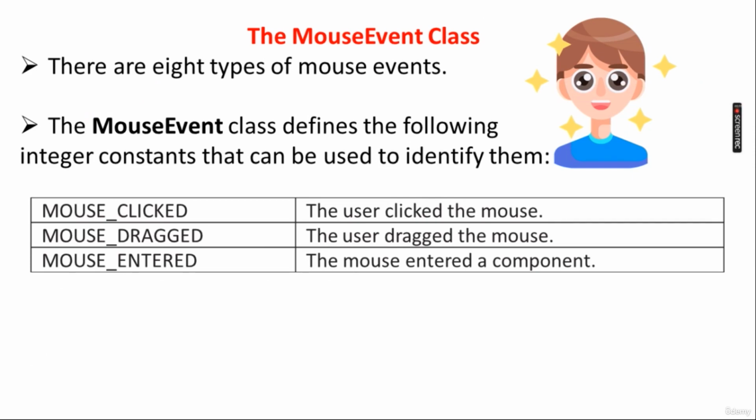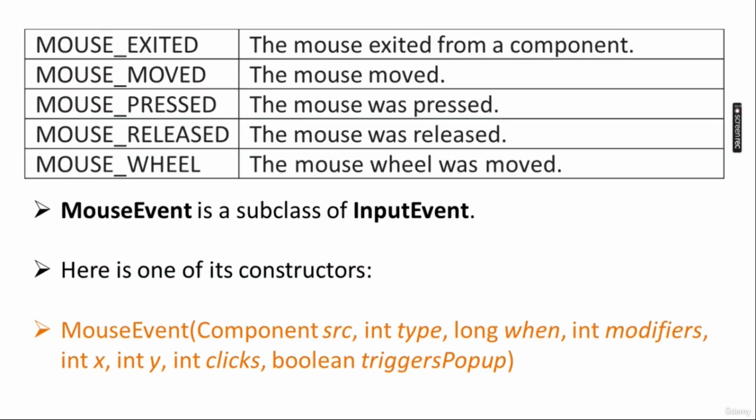Next is the MouseEvent class. There are 8 types of mouse events. The MouseEvent class defines the following integer constants that can be used to identify them. Mouse clicked, if the user clicks the mouse. Mouse dragged, the user drags the mouse. Mouse entered a component. Mouse exited from a component. Mouse moved, the mouse was moved. Mouse pressed, the mouse was pressed. Mouse released, the mouse was released. Mouse wheel, the mouse wheel was moved.